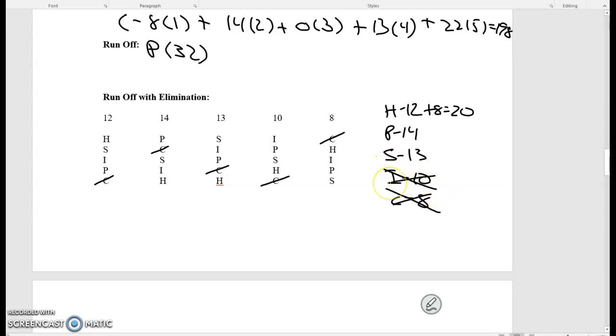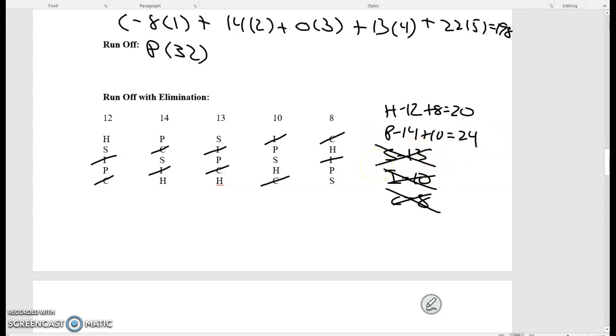I is now the lowest first place vote getter, so I gets eliminated. Those votes go to P. I goes away, P's next. P is at 14 plus 10, it's at 24. So now H is at 20, P is at 24, and S is at 13.